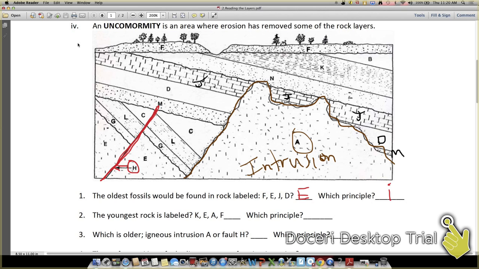F. What principle, Duran? The first principle, because that's the only principle that talks about rock layers. Number 3. Which is older? Igneous intrusion A or fault H? Talk amongst your group.